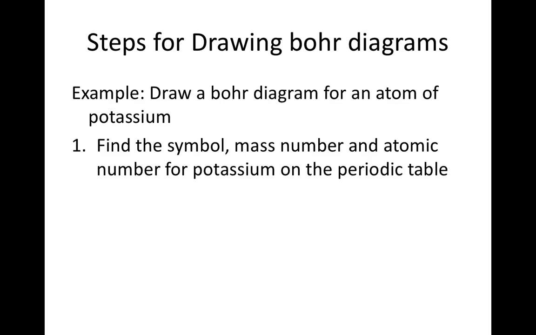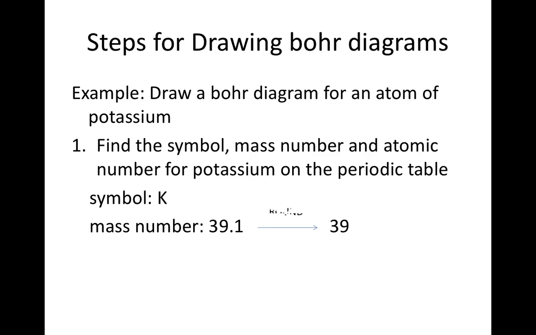Step 1, find the symbol, mass number, and atomic number for potassium on the periodic table. The symbol is an uppercase K. The atomic mass is 39.1. We round that to 39, and that 39 becomes the mass number, the number of protons and neutrons. The atomic number is 19.